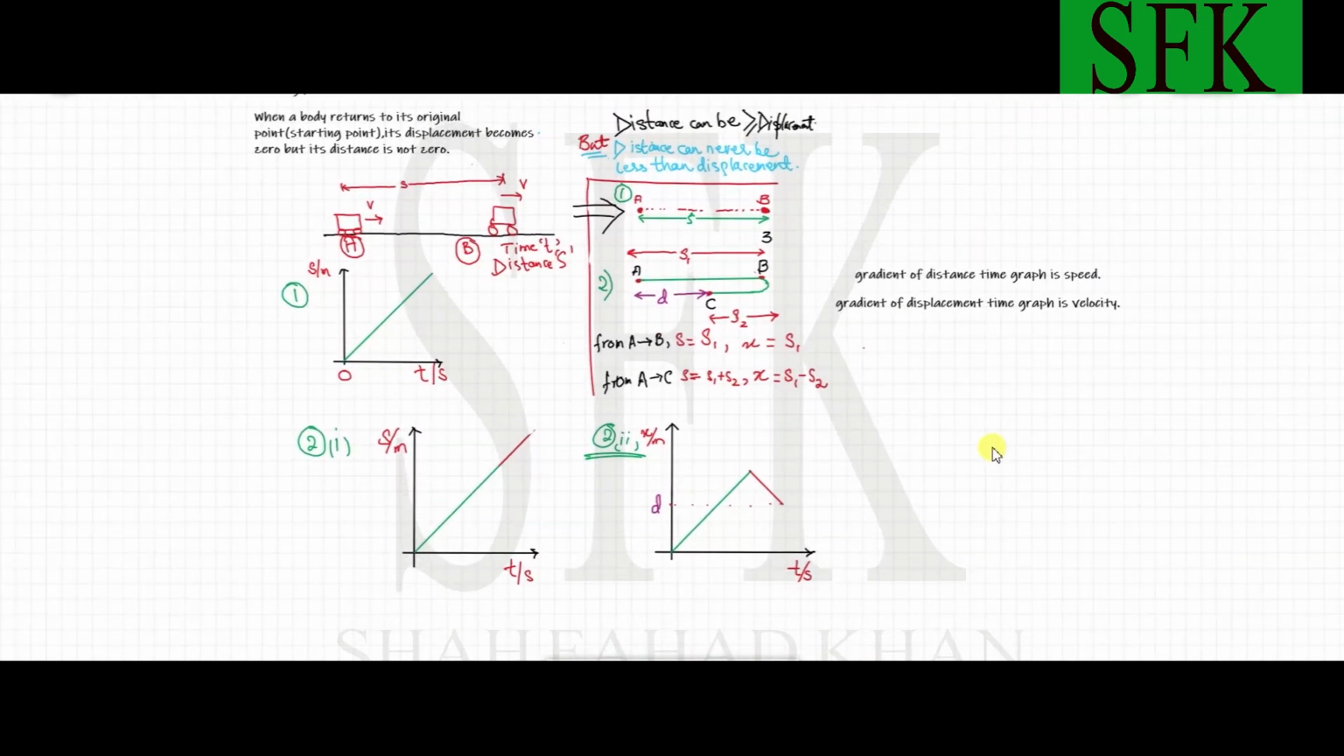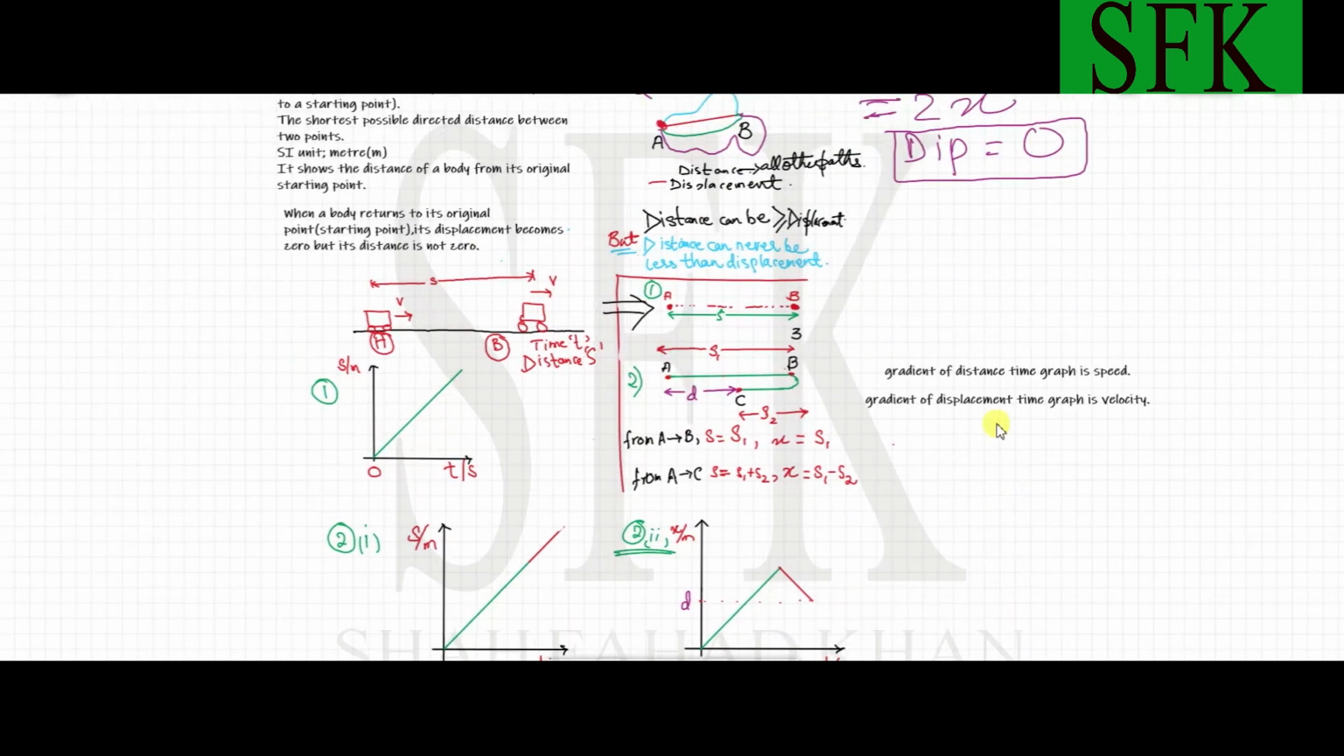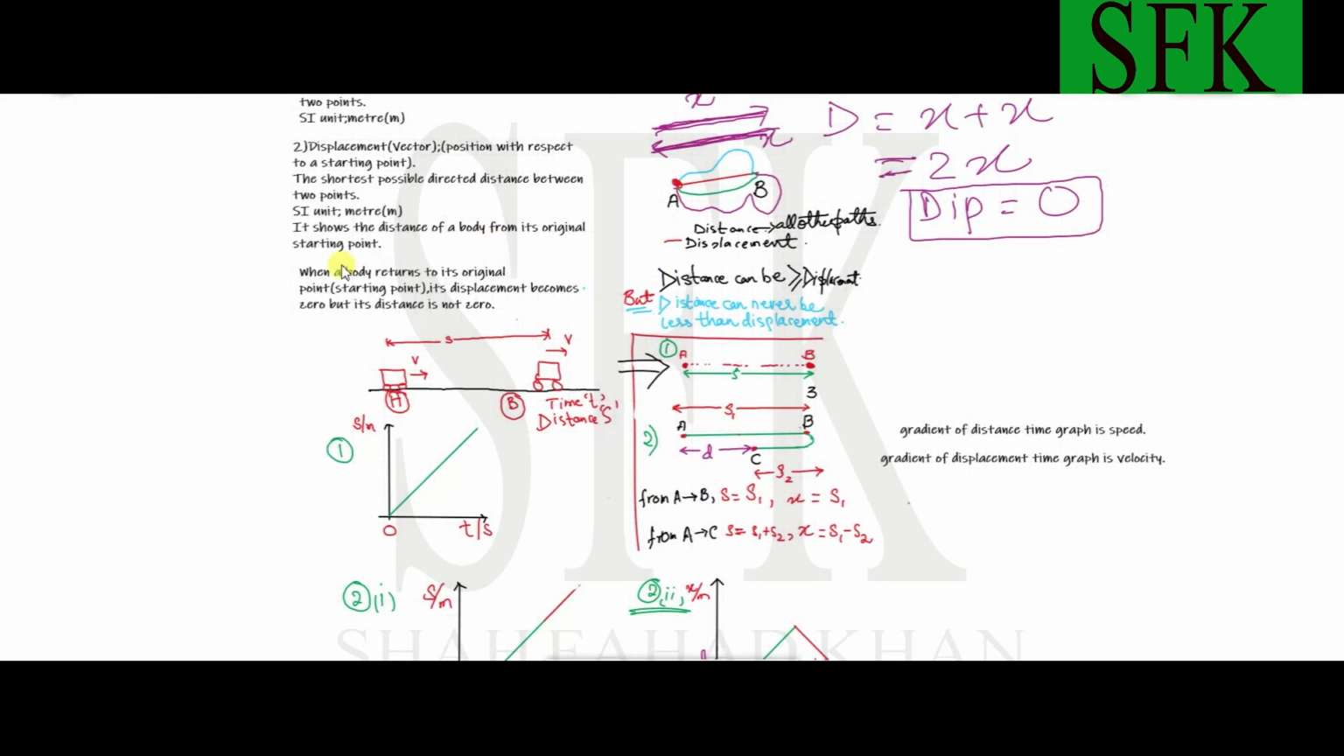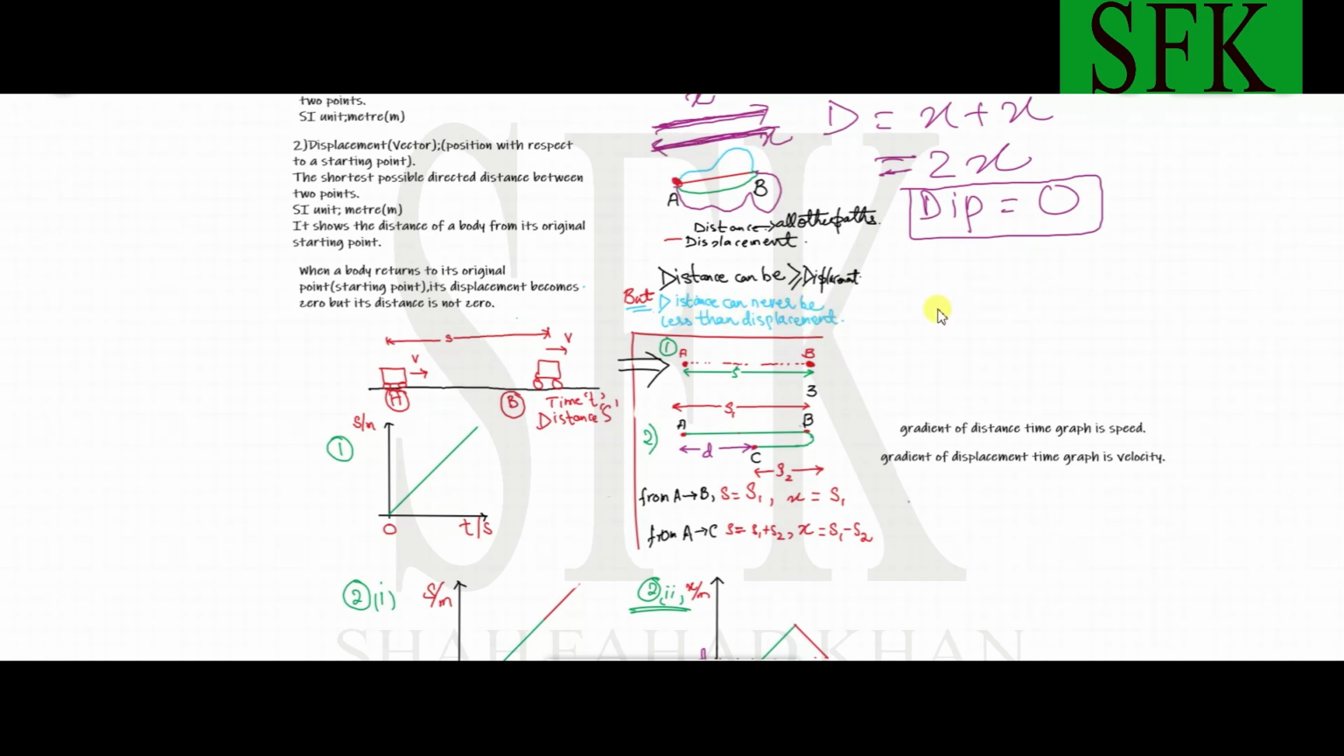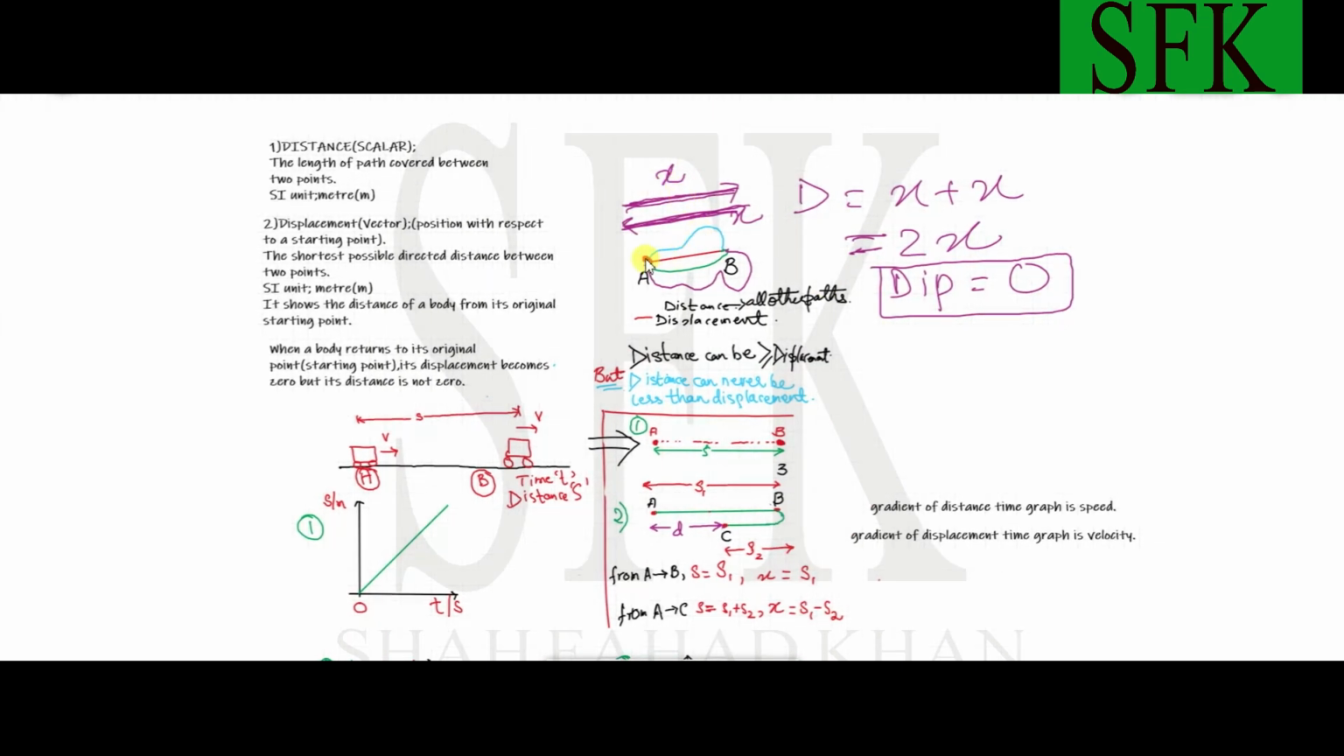Okay, now let's look at the graphs. This point that I just explained is important with respect to MCQs, because there have been some past year paper questions on this. Distance can be greater than or equal to displacement, but can never be less than the displacement. If the particle has followed the red path, the distance and displacement are going to be equal.